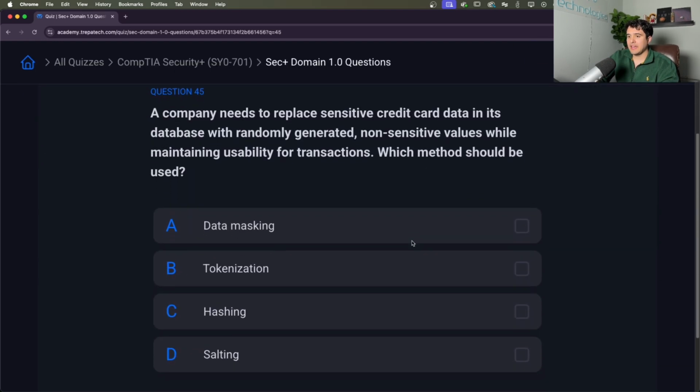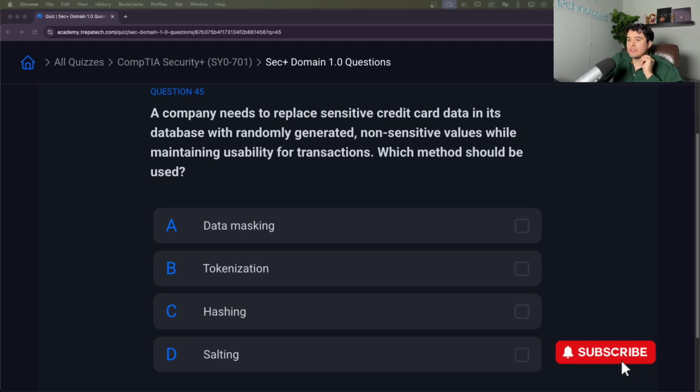Question 45. A company needs to replace sensitive credit card data in its database with randomly generated non-sensitive values while maintaining usability for transactions. Which method should be used? So pretty much we have a database full of credit card information that we need to not be exposed, right? So even if it does get exposed, we want non-sensitive values to be in there. So someone wouldn't be able to see what user account, what credit card this belongs to. So we're doing database protection.